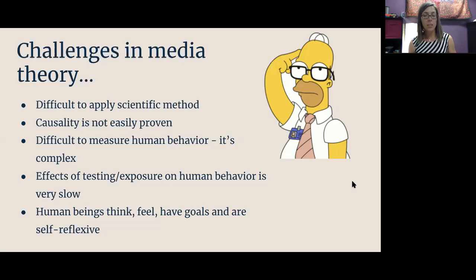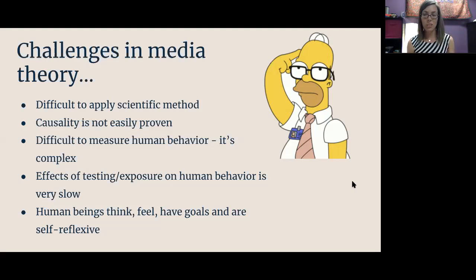Causality is not easily proven, so it's really difficult to say someone saw this commercial and they did this, because we interact with so many instances of advertisements, media, our society, who we live with influences what we want to buy and do. So it's really difficult to study direct connections between media and individuals.